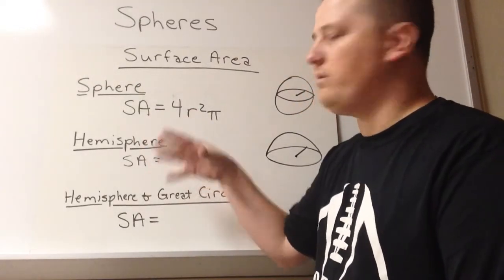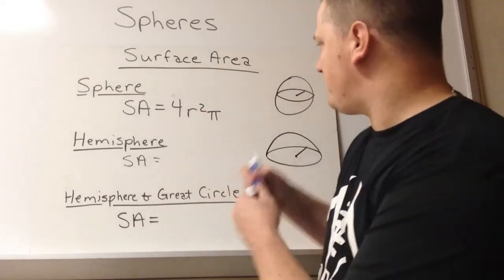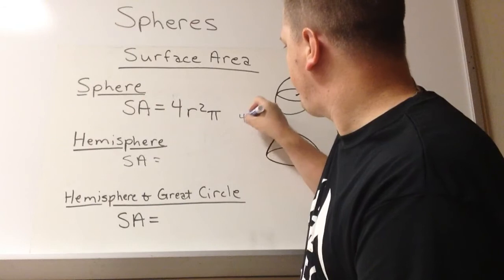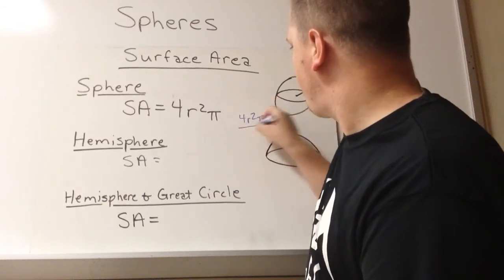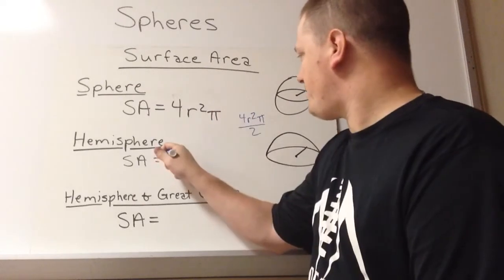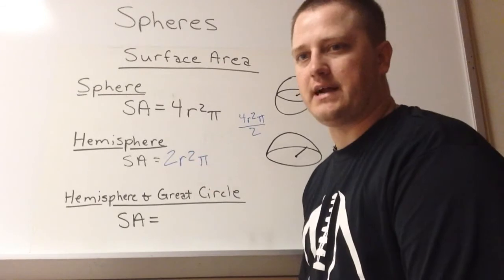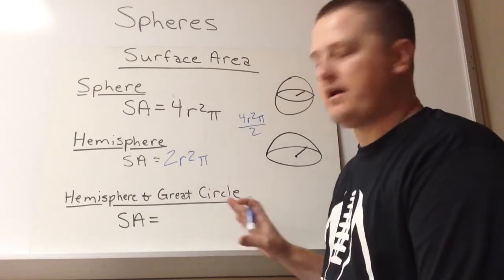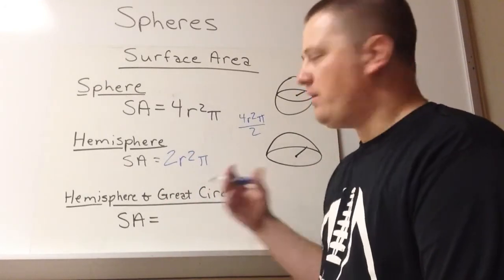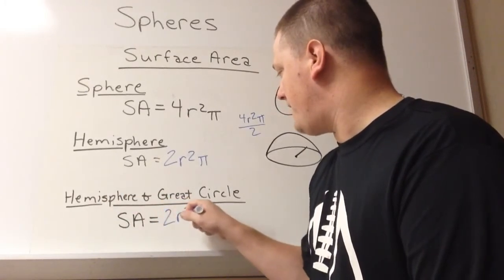A hemisphere, well, a hemisphere is half of a sphere, so if we just cut this in half, or divide by 2, we're going to get 2r squared pi for our surface area. And then we have our hemisphere and great circle. Well, we've got a hemisphere, so 2r squared pi.